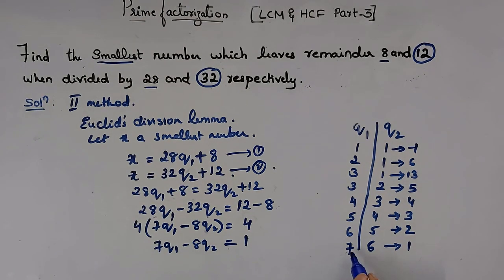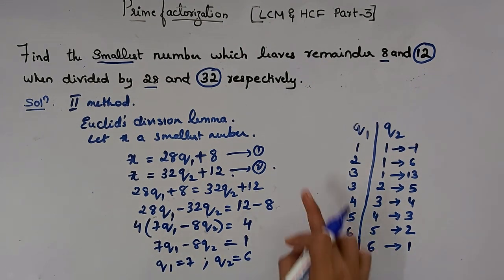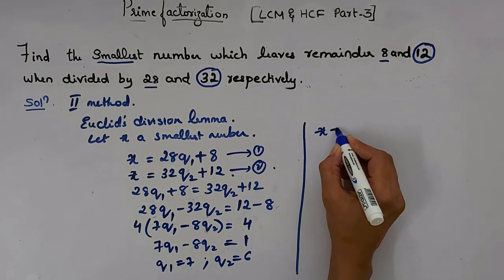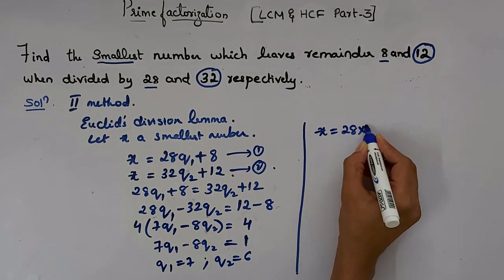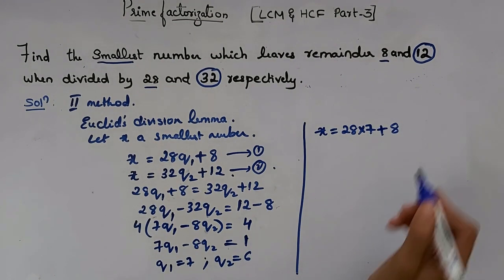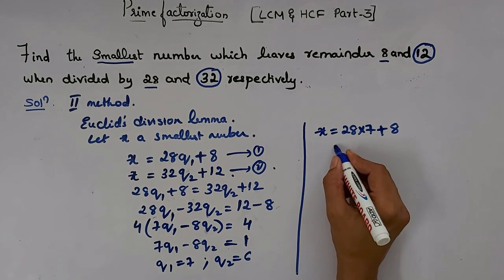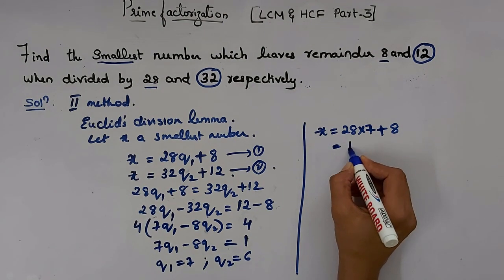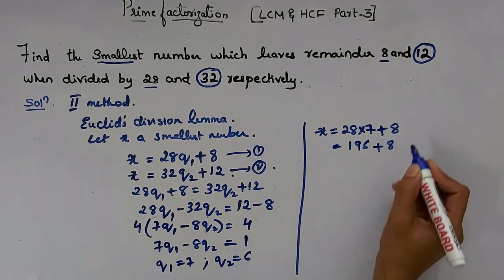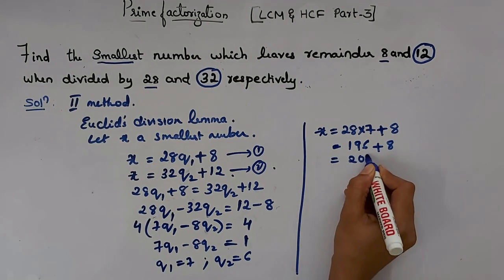So when you substitute q1 as 7 and q2 as 6 in this equation, 7 7s are 49 minus 8 into 6, 8 6s are 48, which will give you value 1. So our q1 is equal to 7 and q2 is equal to 6. So now let's put these values in equation 1. So x is equal to 28 into q1, which is 7, plus 8. So x is equal to 196 plus 8. So this will give you value 204.